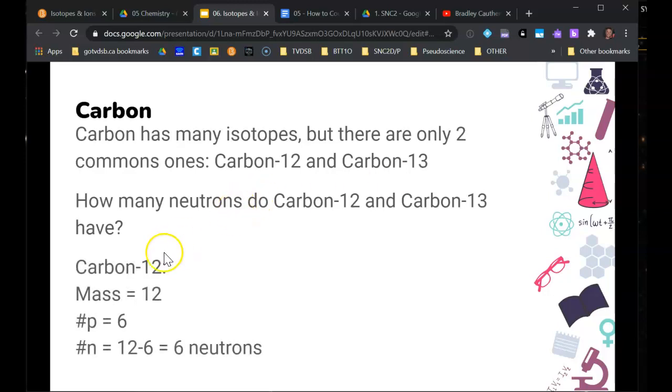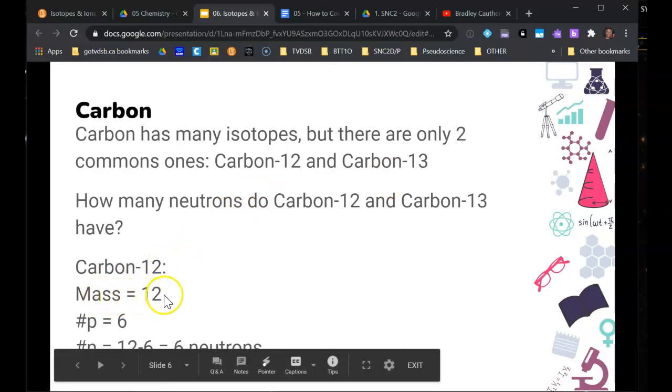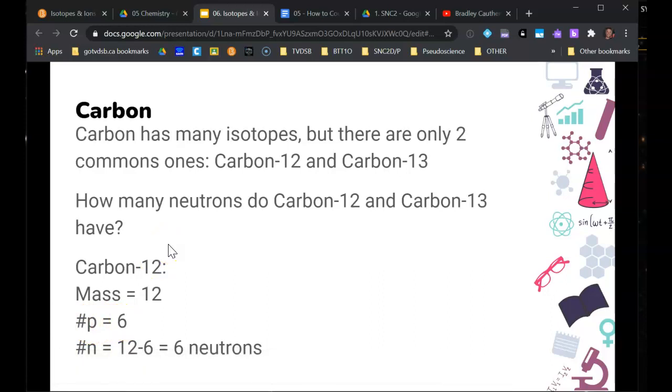All right, so carbon-12 has a mass of 12. That means it has 6 protons, and that means the number of neutrons is equal to 12 minus 6, so the mass minus the number of protons, which means 6 neutrons.